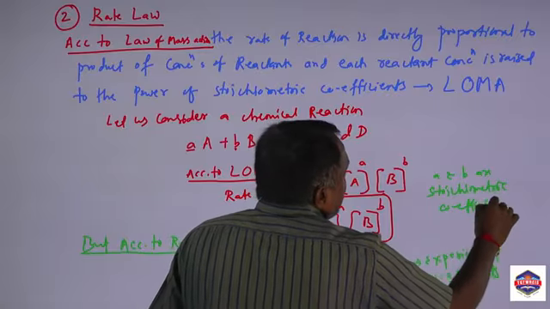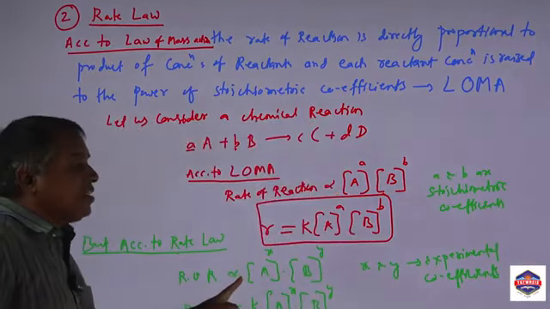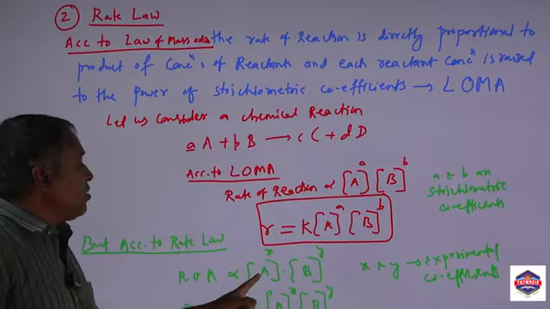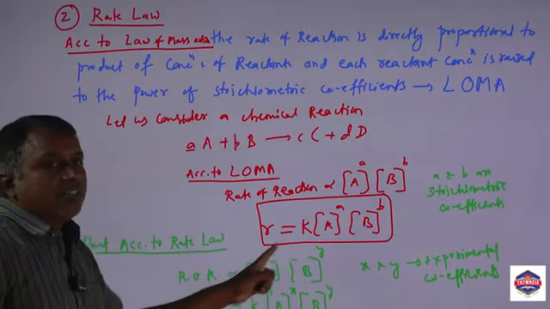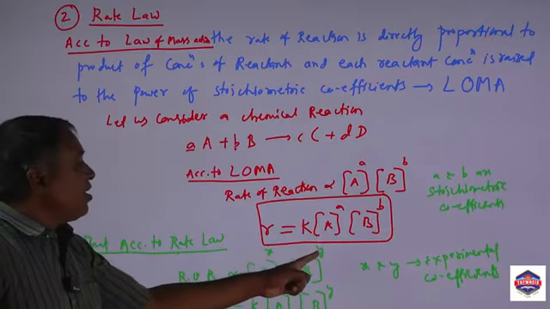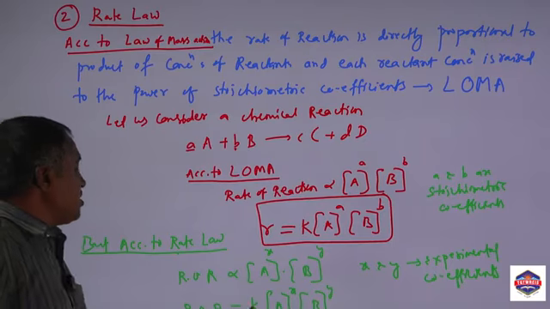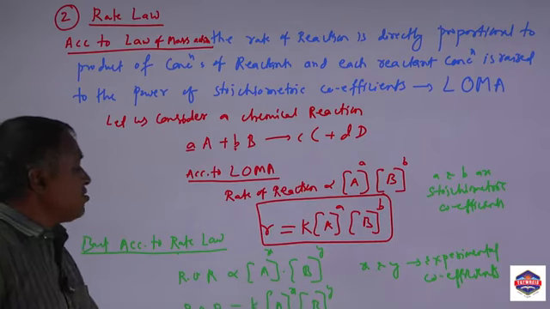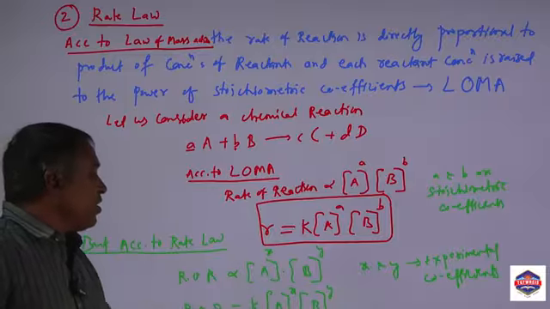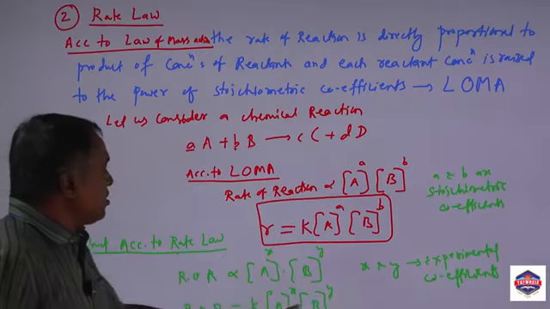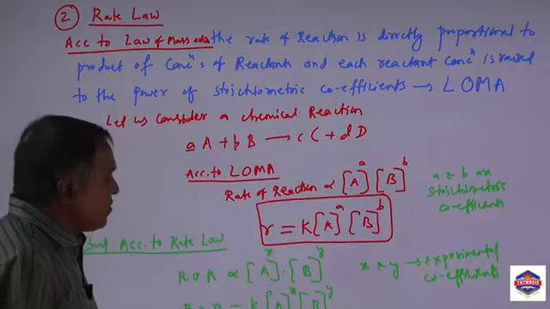Whereas according to rate law, rate of reaction is directly proportional to the product of concentrations of reactants, and each reactant concentration is raised to the power of their experimental coefficients. Therefore, rate of reaction is equal to one constant k into [A]^x into [B]^y, where [A] and [B] are the molar concentrations of the reactants A and B, and x and y are the experimental coefficients.